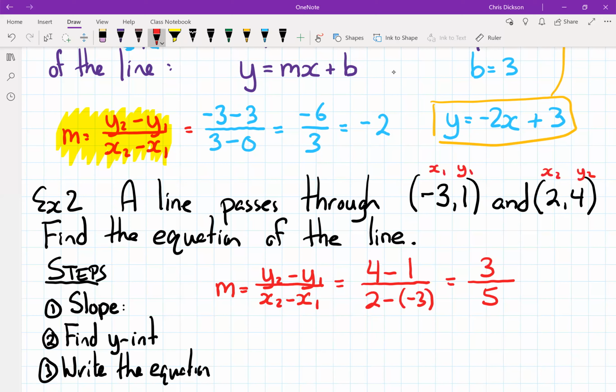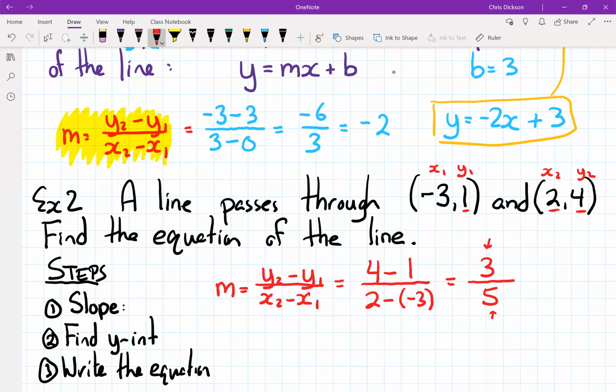Okay, so if we find the slope, we would take y2 minus y1. So 4 minus 1 is 3. So that'd be that number, the rise. And then we do x2 minus -3. So really 2 plus 3, which should give us our 5 value here.